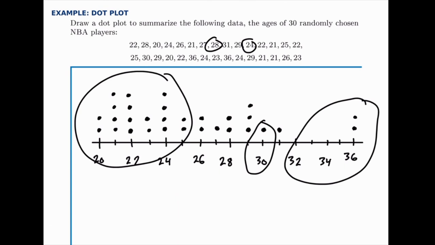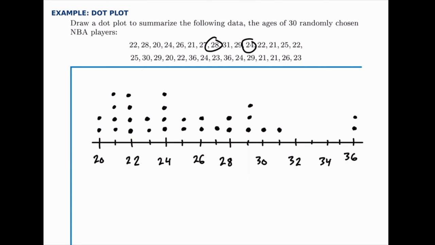So there's a lot we can tell from this plot, and we'll draw other types of plots later on that fit this same kind of pattern of looking for where the data is clustered and where it's spread out. But a dot plot is a very simple way to observe that at first.